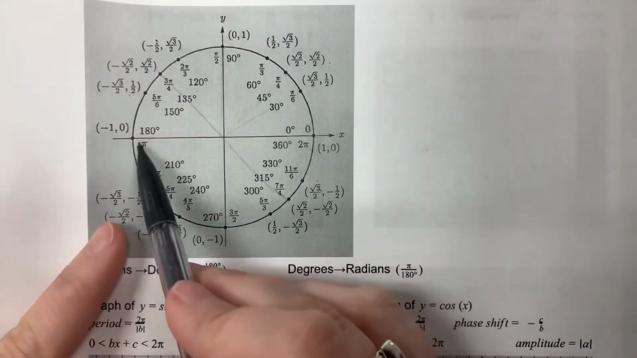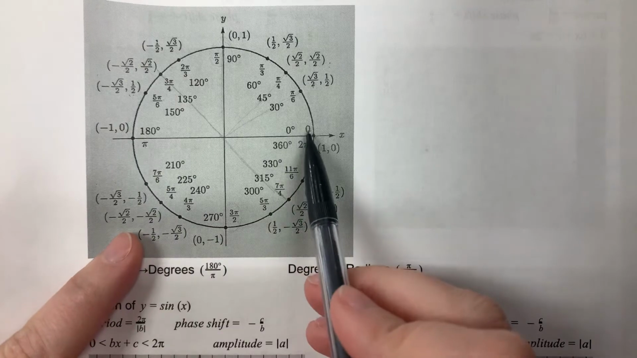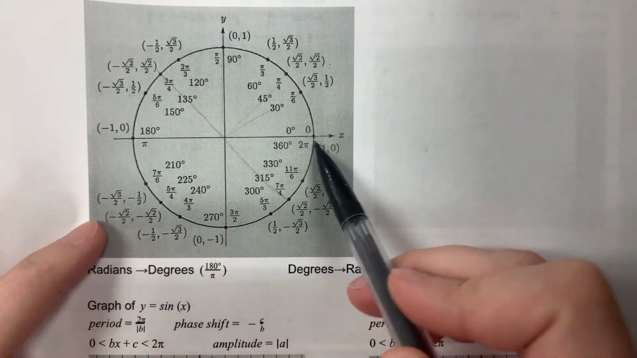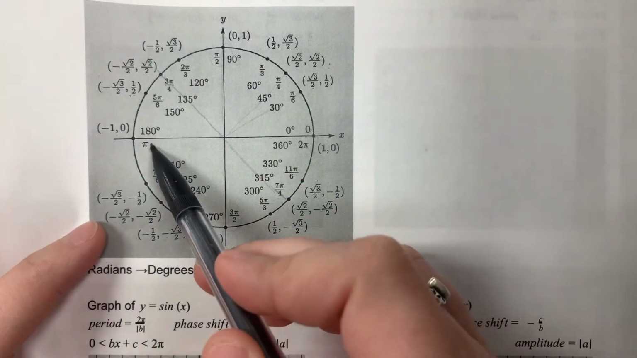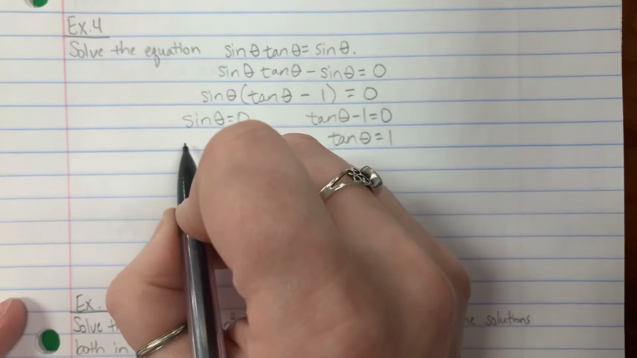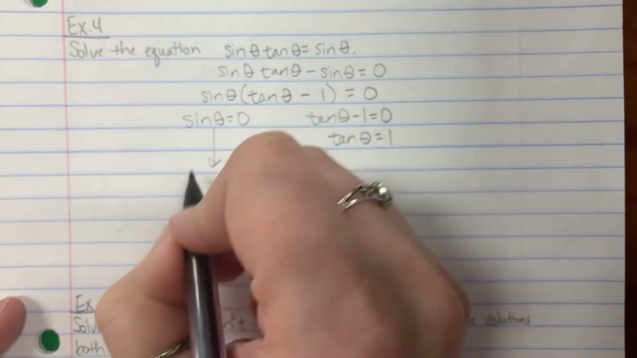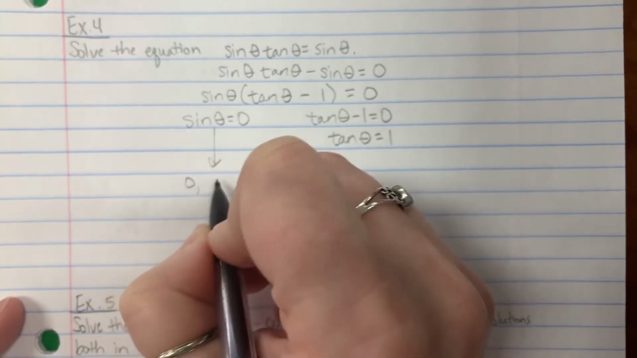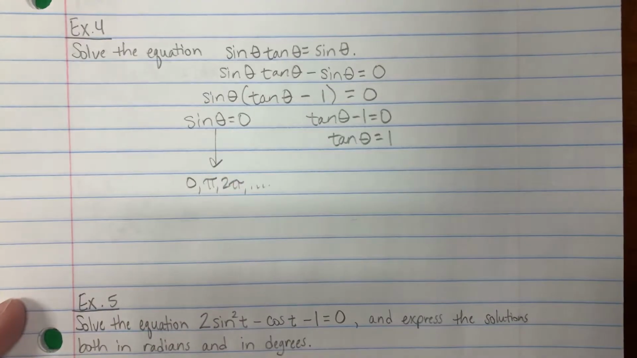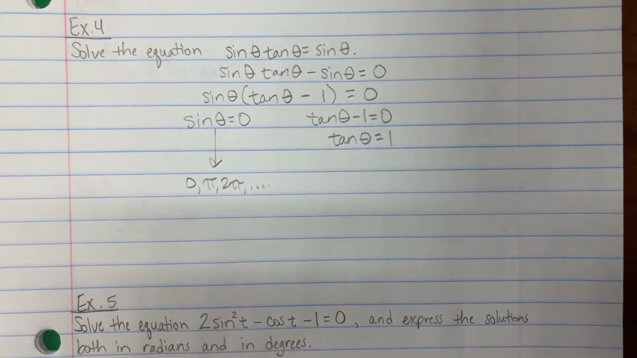The other thing too, if I keep going, so let's keep going around the circle. It's at 0, it's at pi, it's at 2 pi, it would be at 3 pi, and so on, right? So I'm going to list those out in that way. So this solution would be 0, pi, 2 pi, and then I'm just going to put a dot, dot, dot, because I know that keeps going.